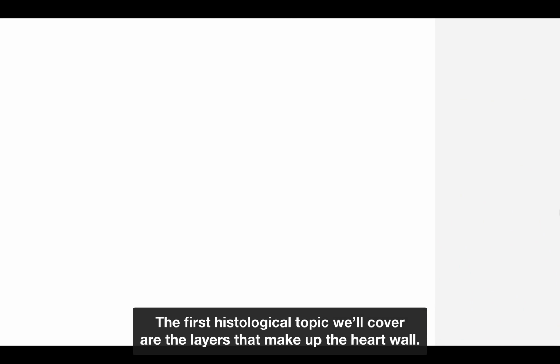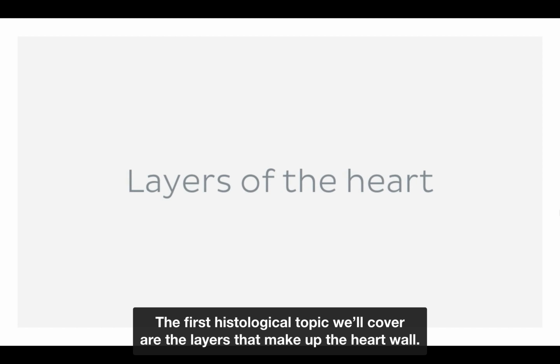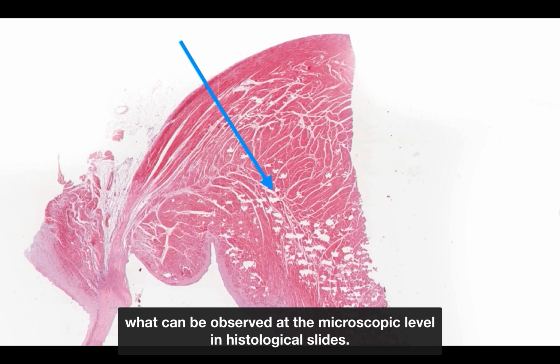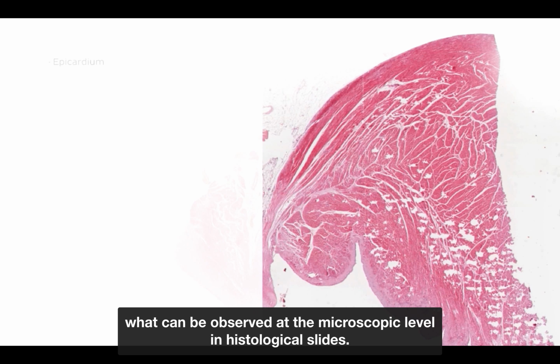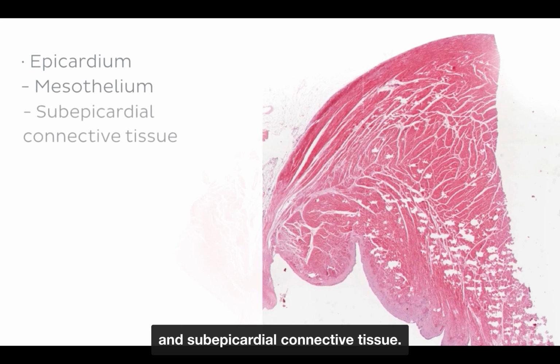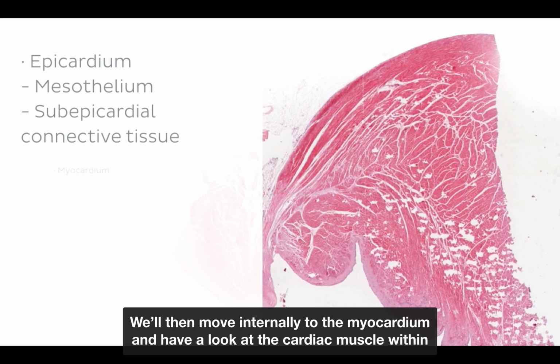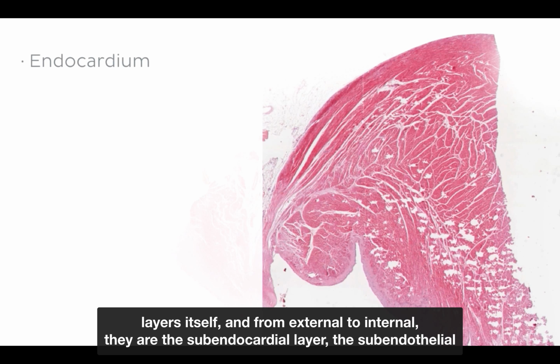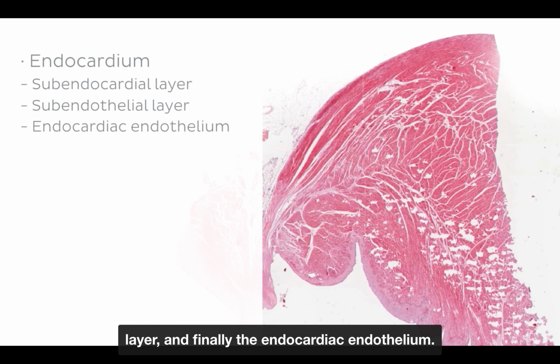The first histological topic we'll cover are the layers that make up the heart wall. We'll work our way from external to internal, go through the following layers, and identify what can be observed at the microscopic level in histological slides. We'll start with the epicardium, and within the epicardium we'll look at the mesothelium and subepicardial connective tissue. We'll then move internally to the myocardium and have a look at the cardiac muscle within it. Next we'll look at the innermost layer, the endocardium, which is composed of 3 layers itself, and from external to internal they are the subendocardial layer, the subendothelial layer, and finally the endocardic endothelium.